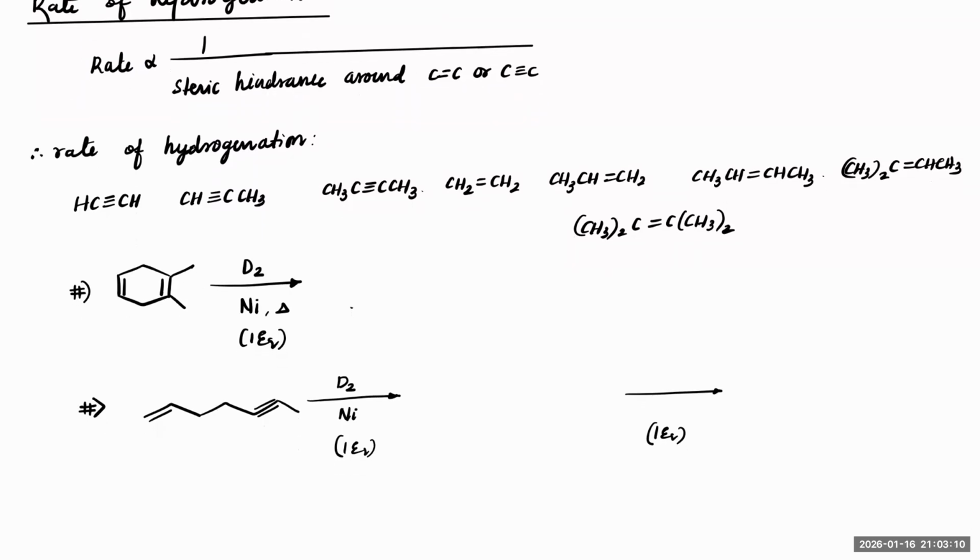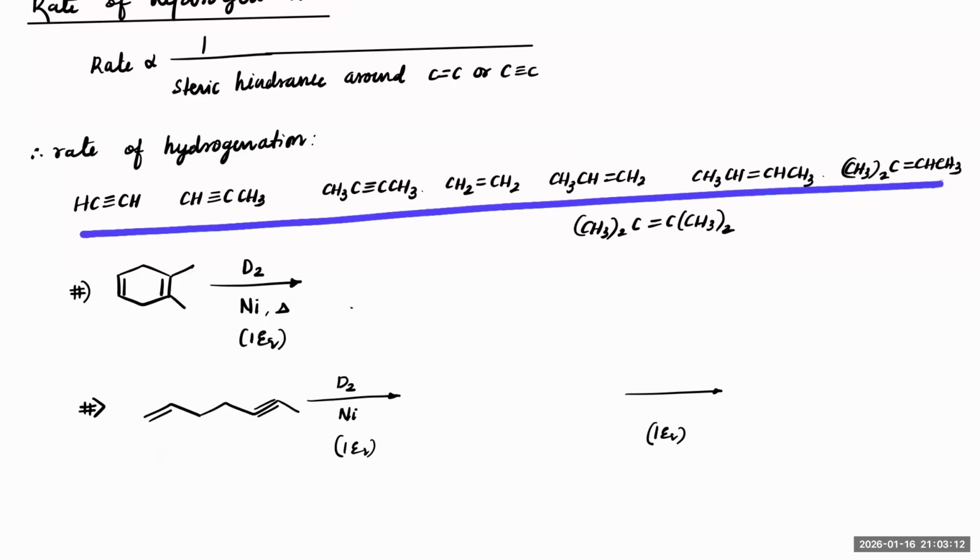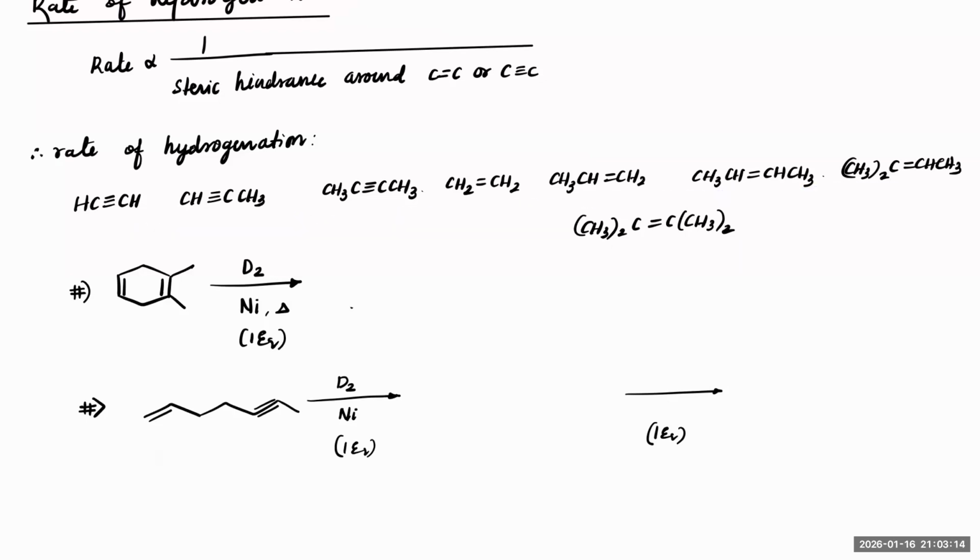And if you may notice, if these are all the molecules which are present, which have double bonds and triple bonds, this triple bond has the least amount of hindrance around it. Then slowly the hindrance is increasing.